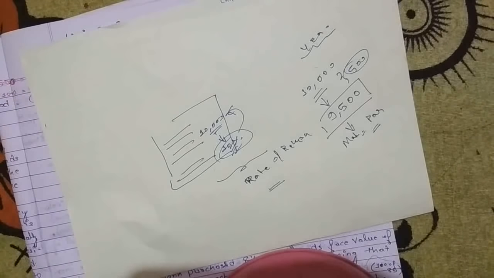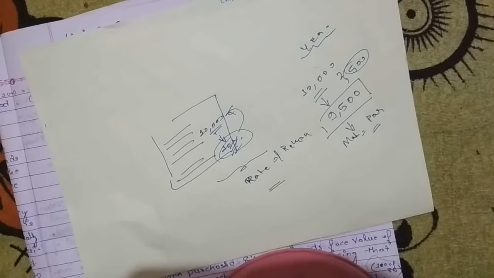Next, the types of bonds. There are different types of bonds. I will discuss everything because theoretical questions are asked directly from these things. The first one is fixed rate bonds. As we have stated, the coupon rate is fixed in fixed rate bonds. Next, floating bonds. In floating bonds, the coupon rate changes every now and then, depending on the market scenario.